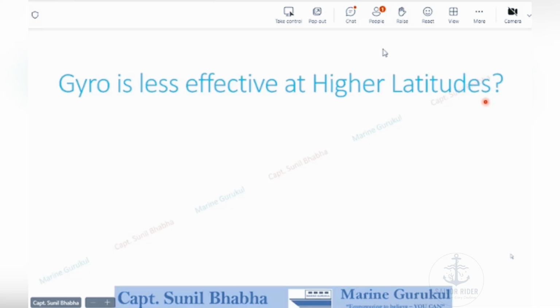So, sir, for making gyroscope north seeking, we have to apply both damping and that weight against the tilt. Right beta, right.